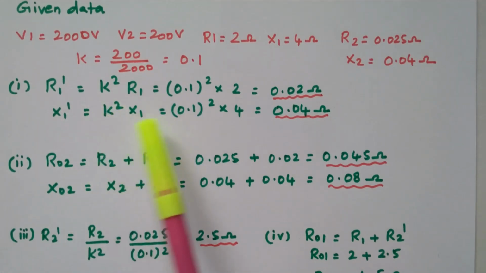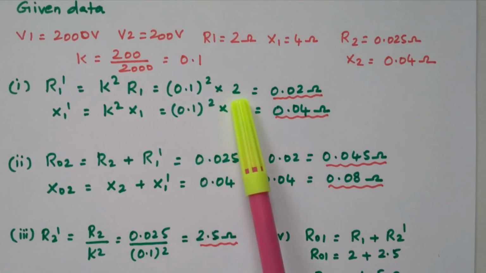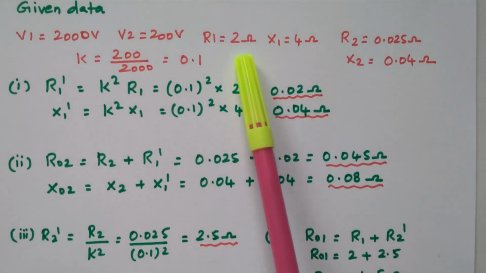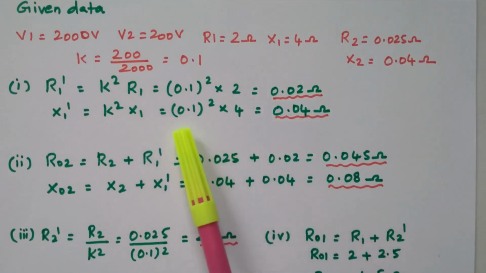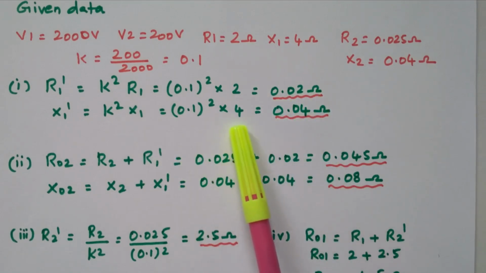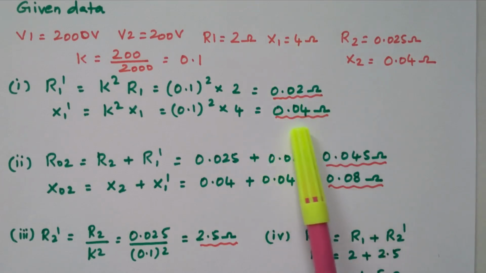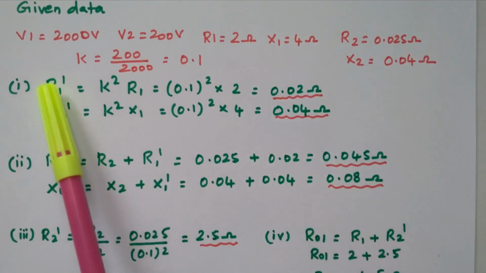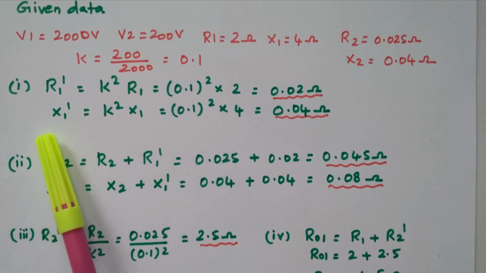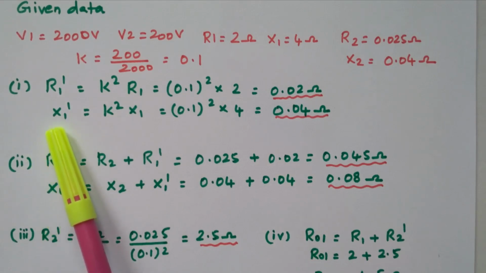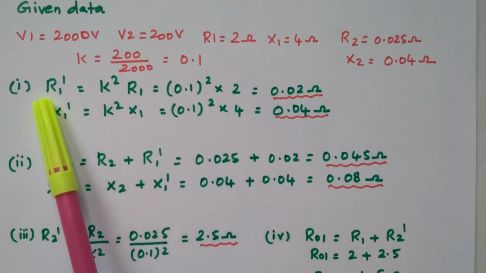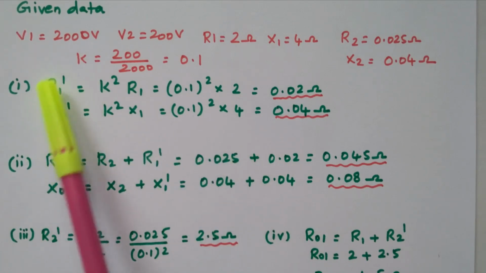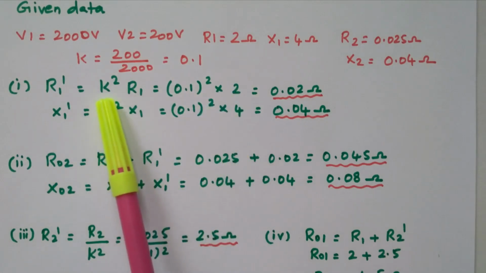So the K value already calculated, 0.1 square into R1. R1 value is given 2 ohm. That is equal to 0.02 ohm. Similarly, K square into X1. X1 value is 4, so 0.04 ohm. So this R1 dash and X1 dash are nothing but the equivalent resistance and reactance of primary while transferring to the secondary side. R1 means primary value, R1 dash means it is transferred to the secondary. While transferring, we are multiplying with the K square.